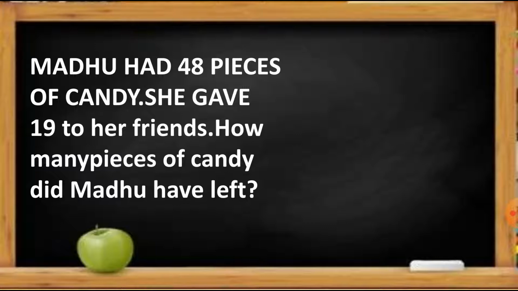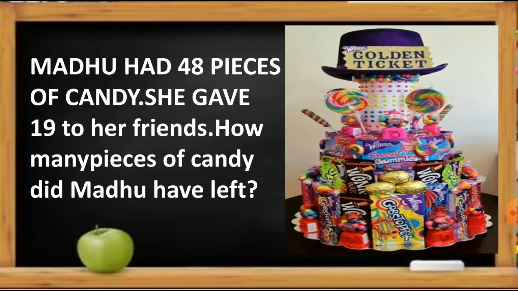Which operation will follow? You want to see the candy first? See, here is the candy. This type of candy Madhu had, and from these 48 pieces she gave 19 to her friend. You must share the chocolates and snacks with your friends.